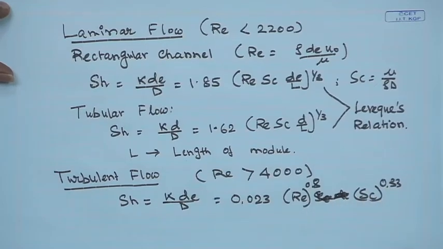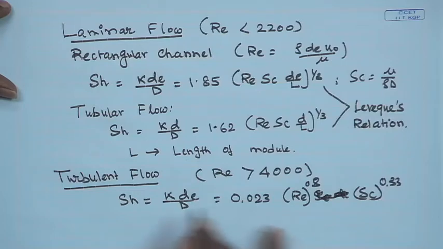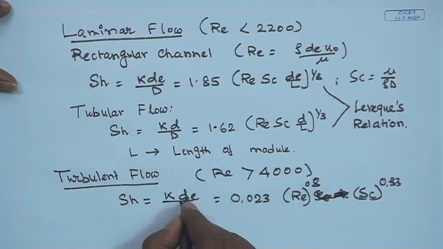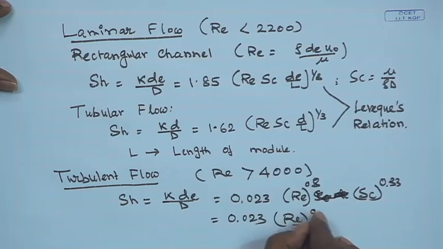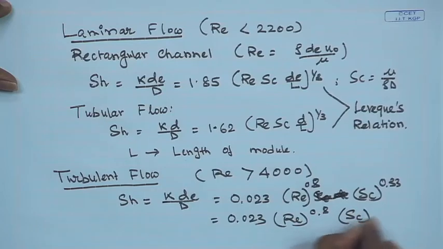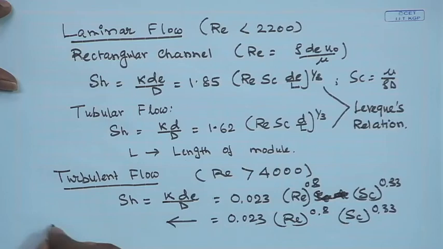There is no geometric factor like d by L. So, in case of rectangular channel, d is the d equivalent. In case of tubular flow, d equivalent is equal to the diameter of the tube. So, this becomes 0.023 Reynolds to the power 0.8 and Schmidt to the power 0.33. This relationship is the famous Dittus-Boelter correlation.